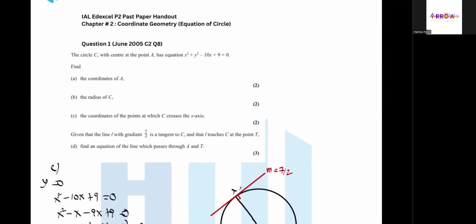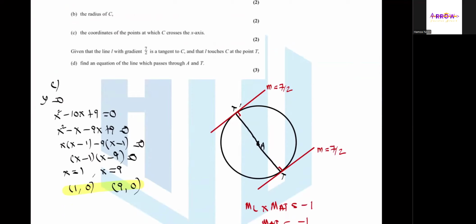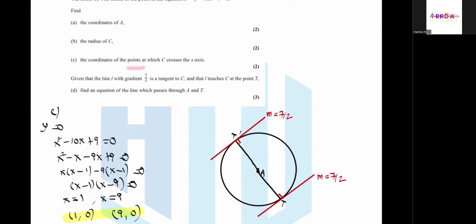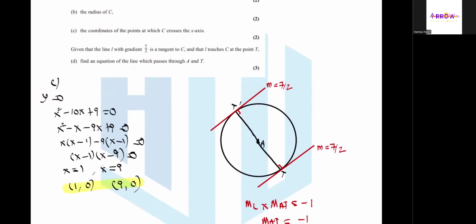which was given to us in an expanded form in the question. So in place of y, I kept 0. So we were able to get this quadratic equation over here: x squared minus 10x plus 9 is equal to 0. And then I factorized it. So therefore x is equal to 1 and the other value is x is equal to 9. So therefore, the coordinates of the points at which the circle crosses the x-axis are (1, 0) and (9, 0). Okay, so this is your answer to part C.